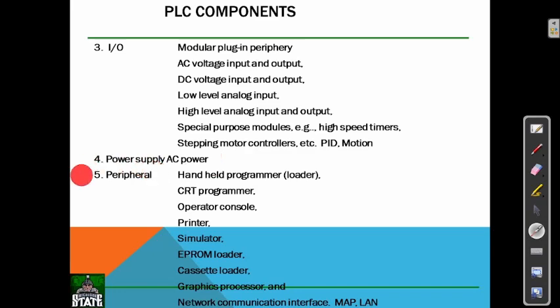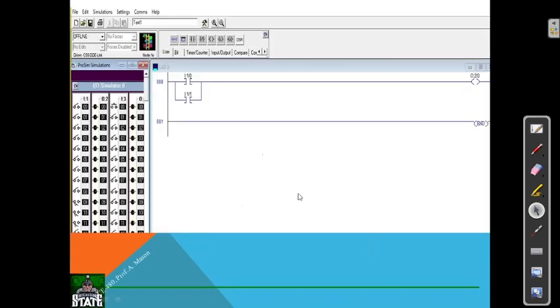Then the peripherals of the PLC are the handheld programmer, which is a loader, CRT programmer, operator console, printer, simulator, EEPROM loader, cache loader, graphics processor, and network communication interface, MAP and LAN. These are all the peripherals of the PLC.